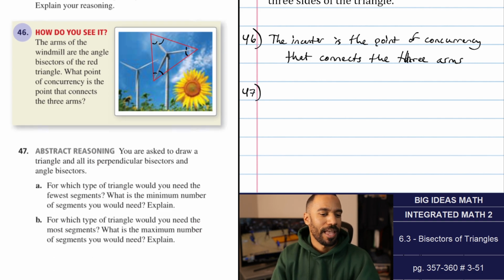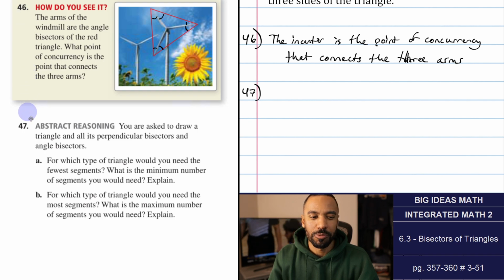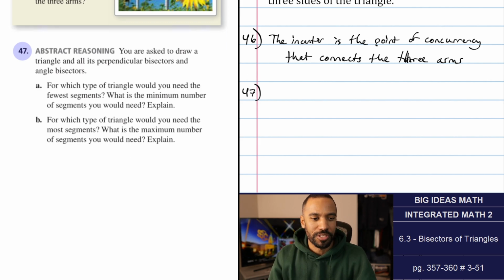All right, number 47. Abstract reasoning. You are asked to draw a triangle and all its perpendicular bisectors and angle bisectors. For which type of triangle would you need the fewest segments? What is the minimum number of segments you would need explained?